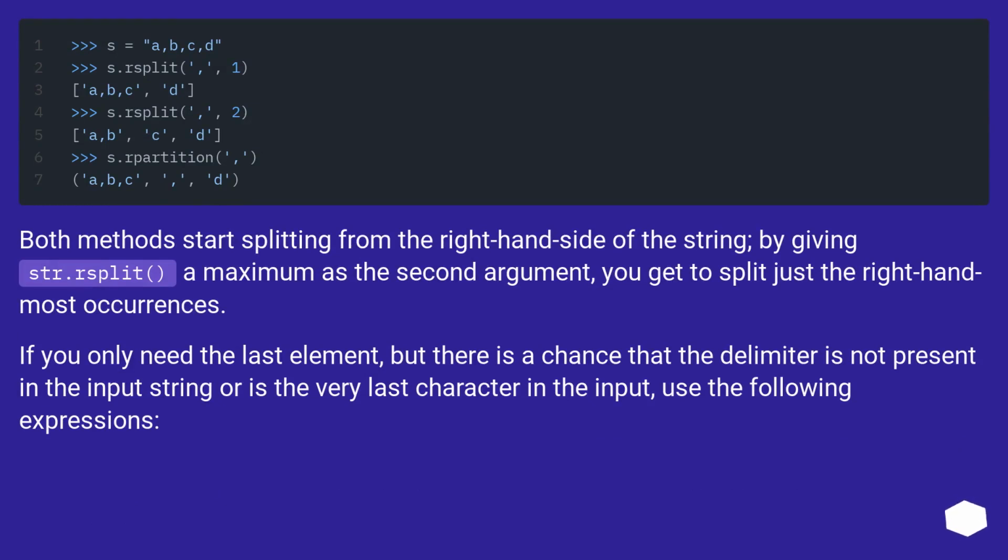Both methods start splitting from the right-hand side of the string. By giving str.rsplit a maximum as the second argument, you get to split just the right-hand most occurrences. If you only need the last element, but there is a chance that the delimiter is not present in the input string or is the very last character in the input, use the following expressions.